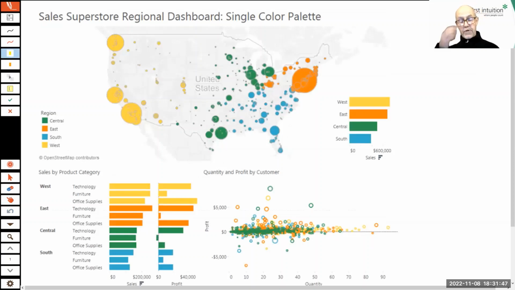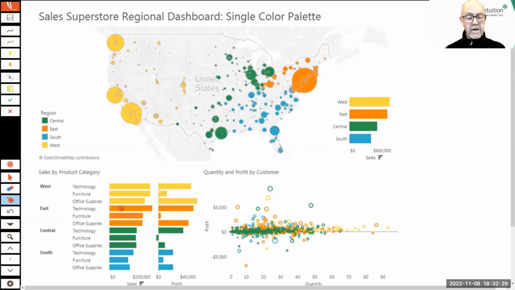Sales Superstore regional dashboard. So here we've got shops that deal in technology, furniture and office supplies. And for whatever reason, all of the ones in the West are coloured yellow, all of the ones in the East are coloured orange, and then green central and blue. Now, it strikes me anybody looking at that map probably knows that all the ones in the West are on the left of the map. So what a complete waste of time colouring them anyway. Why not colour technology one colour, furniture a different colour, and why not within each region do colours? That might be more useful.